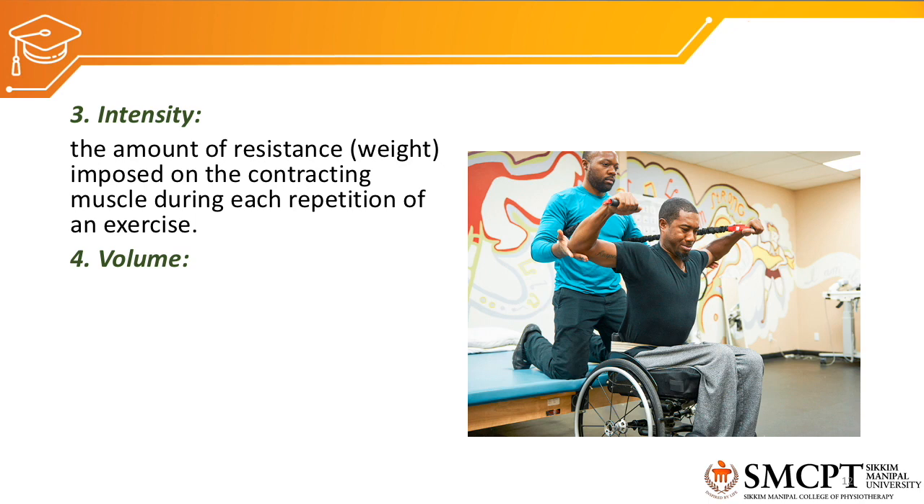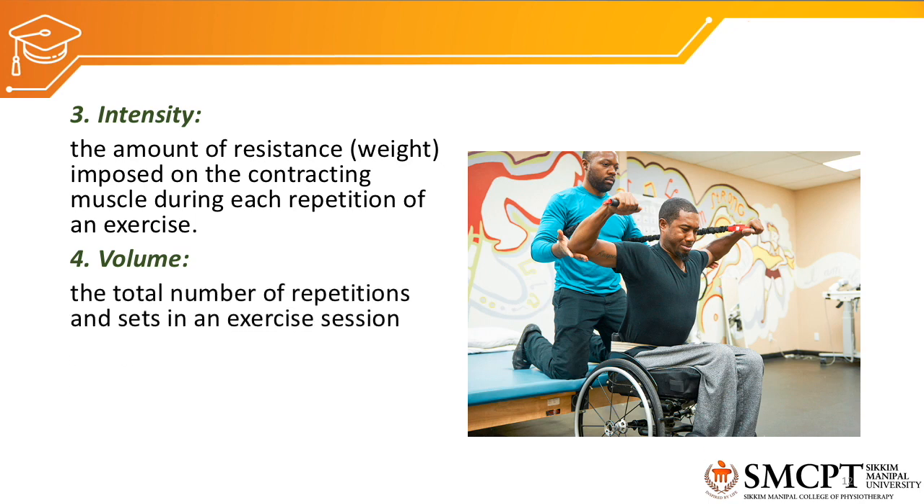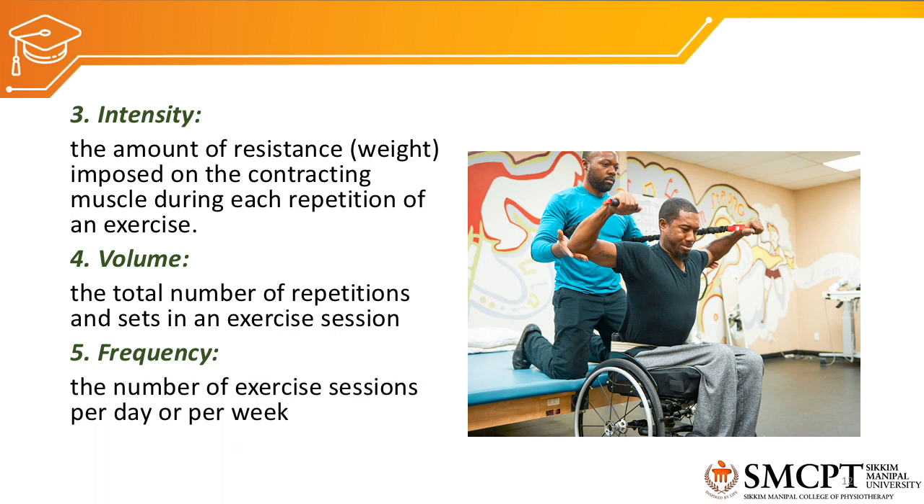Next factor is called volume. Volume is the total number of repetitions and sets in an exercise session. Next is frequency. Frequency is the number of exercise sessions per day or per week. So it is simple to understand here. Volume means number of repetitions or sets in an exercise session, and frequency means how many times you perform the exercises per week or per day.